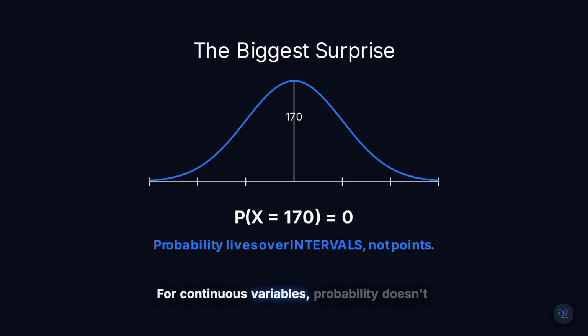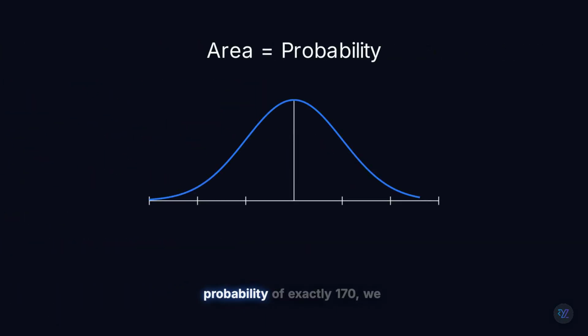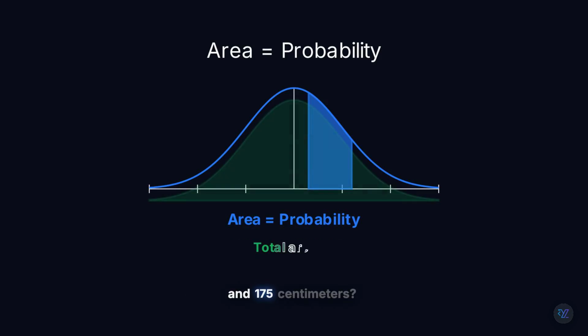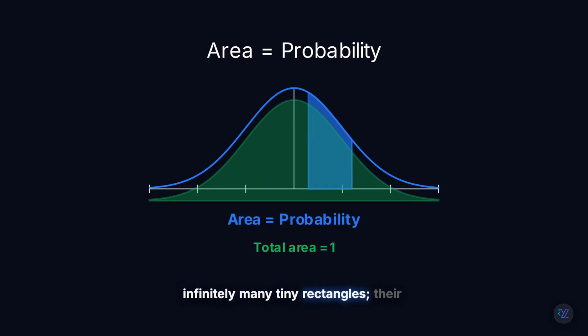For continuous variables, probability doesn't live at individual points. It lives over intervals. Instead of asking what's the probability of exactly 170, we ask, what's the probability that someone's height is between 170 and 175 centimeters? Now something interesting happens. For a PDF, probability is represented by the area under the curve, not the height, not one point, the area. You can imagine adding together infinitely many tiny rectangles. Their combined area is the probability.